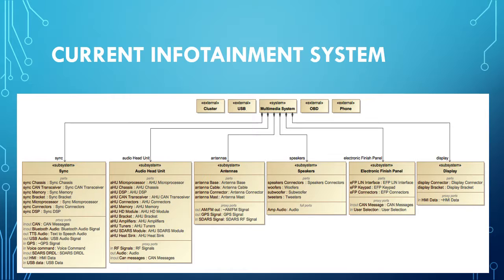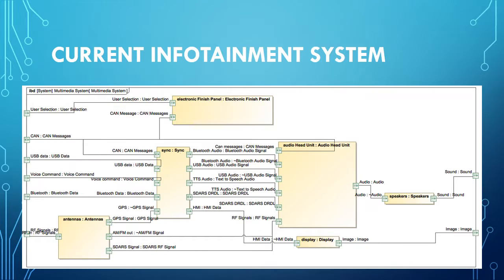But here we're going to focus on the electronic finish panel, which is a separate module. It's interfacing with a lot of other components, as you're going to see in the next slides. So most of the modules are interconnected, providing data to each other in order to execute their functions.